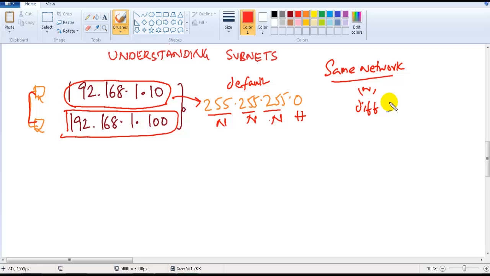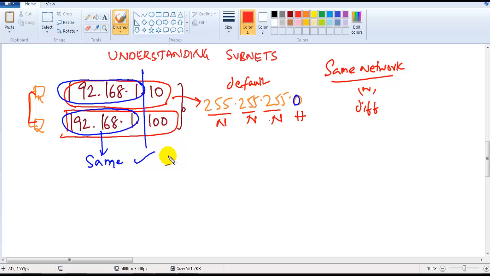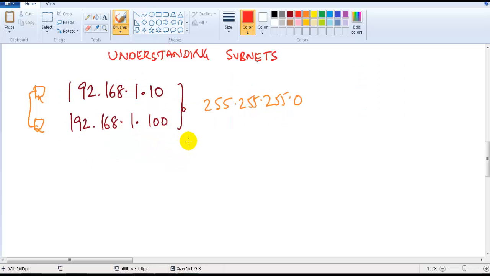Now we have done some subnetting. Whenever you see the default subnet mask, which means it is not as per the subnets, the first three portions are network. In order to be in the same network, the network portion has to be the same. Now it is the same, so they belong to the same network. Let me take one more example.